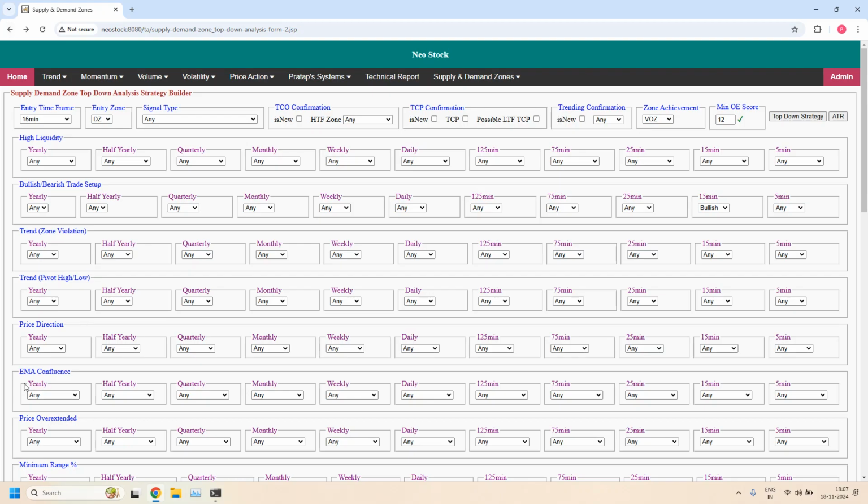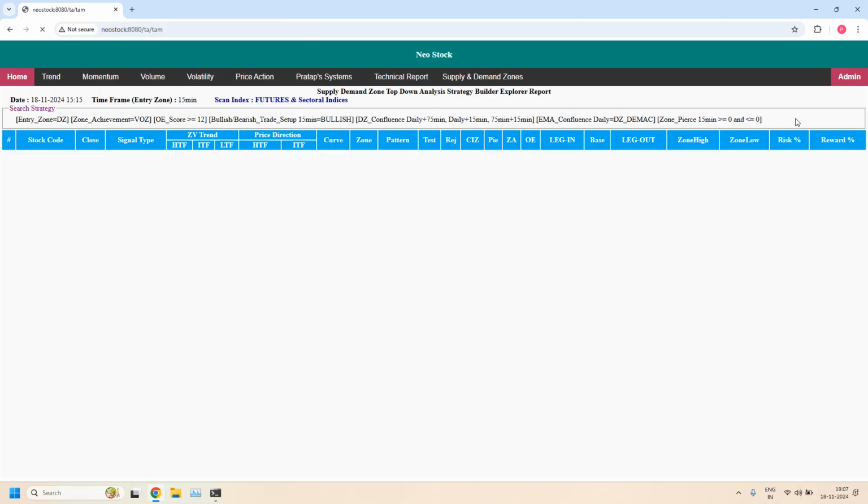Let's verify. In the EMA confluence at daily time frame, daily demand zone with daily EMA confluence, because the entry time frame 15 minute demand zone and 75 minute demand zone are together part of the daily demand zone. No stocks. So no daily EMA based zones.